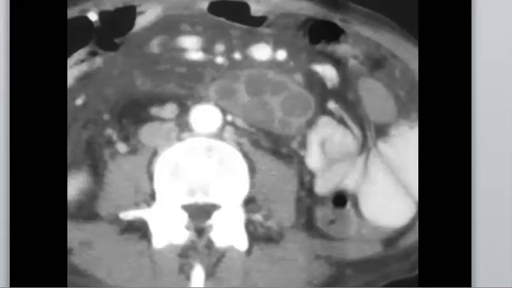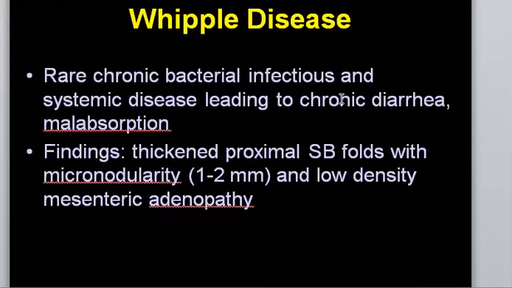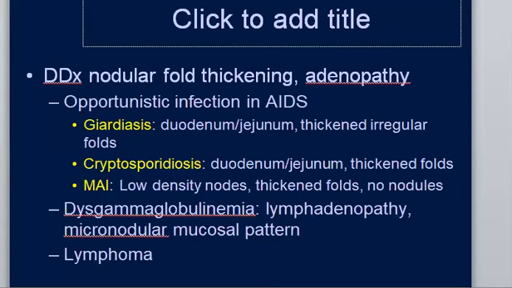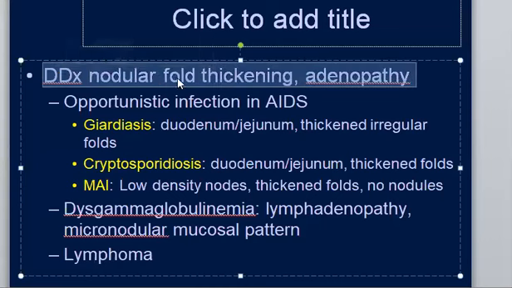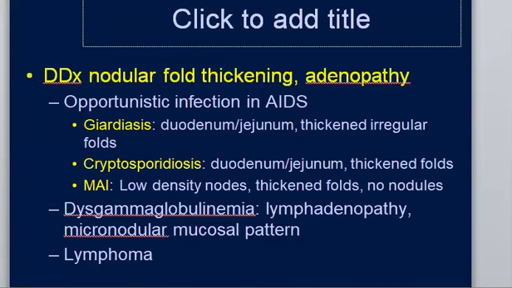So you can think about something called Whipple, which is not a common disease, but they mention it in the exam. When you find thickened small bowel folds, some micronodularity, and mesenteric adenopathy, this triad equals Whipple's disease. Then they may ask you about the differential of nodular fold thickening with low attenuation lymphadenopathy. There are many. Don't forget the most important to mention, lymphoma. It can show you everything, okay?